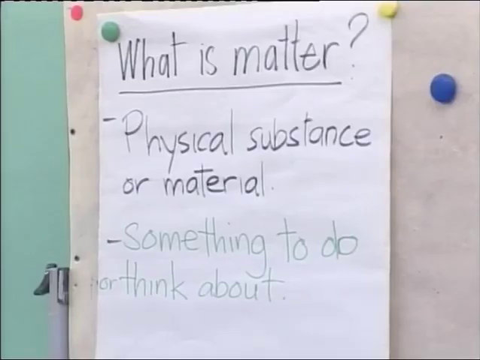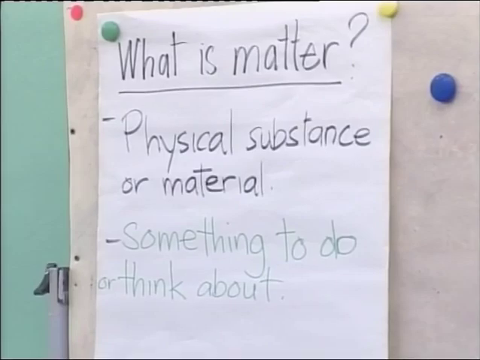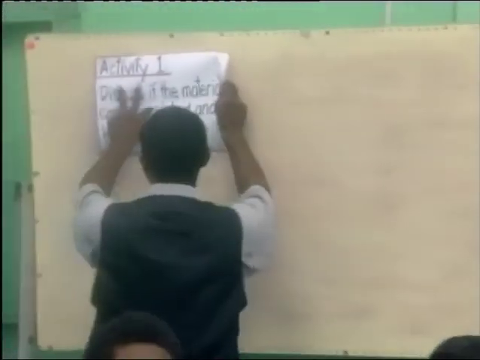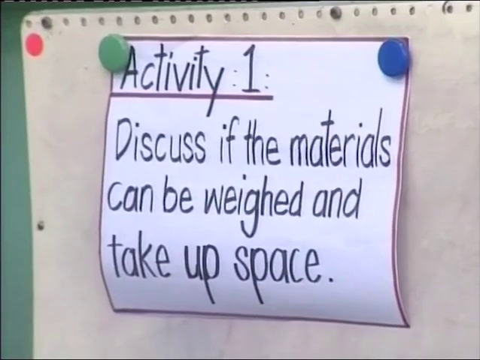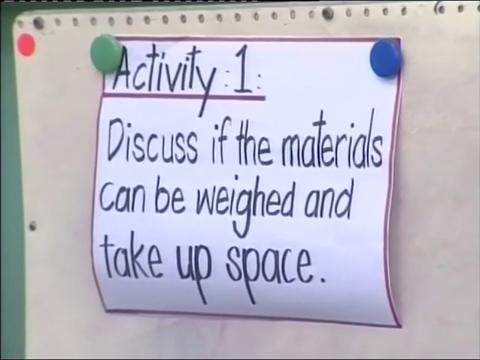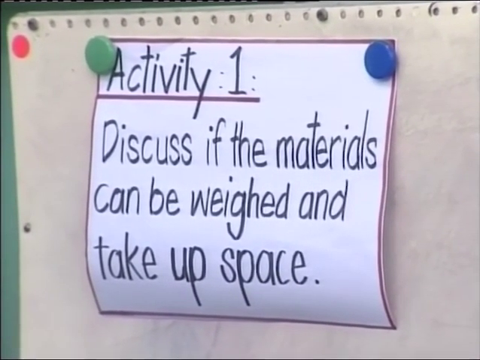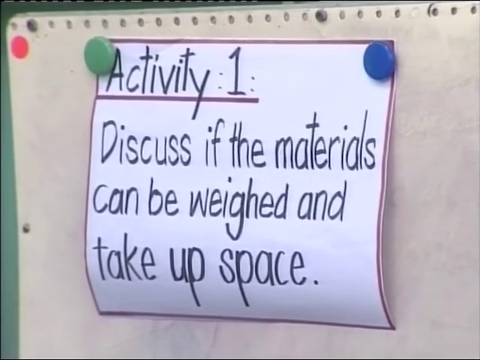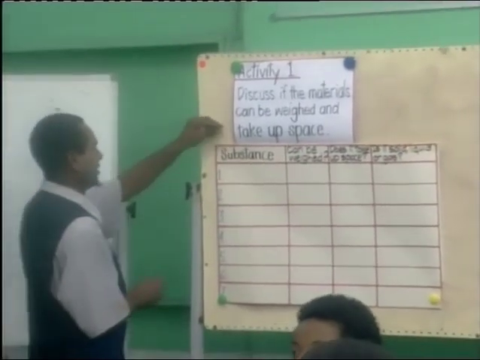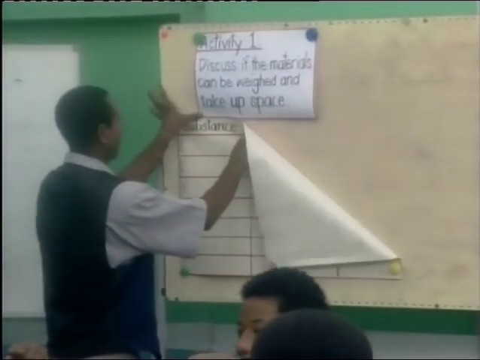All right, we have two activities which we will go through. Let's have a look at the first activity. In our first activity, we will discuss if the materials that we have can be weighed and can take up space. So, this is the table that you will be using.